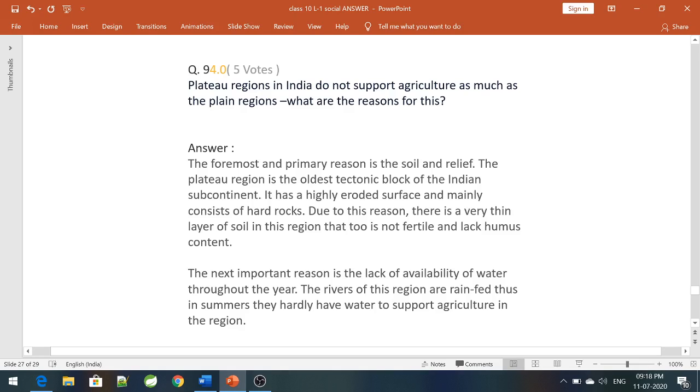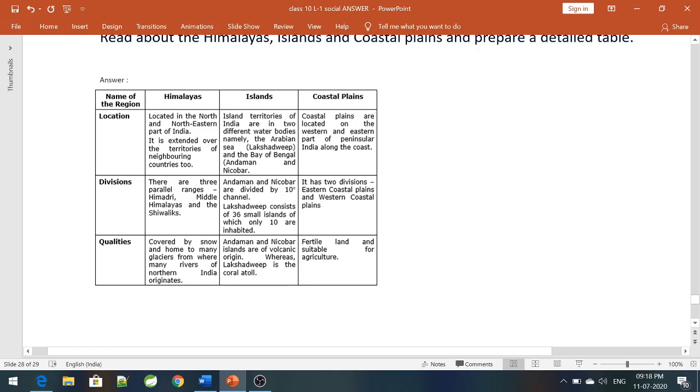The next important reason is lack of availability of water throughout the year. The rivers of this region are rain-fed. Thus, in summer, they hardly have water to support agriculture in this region.